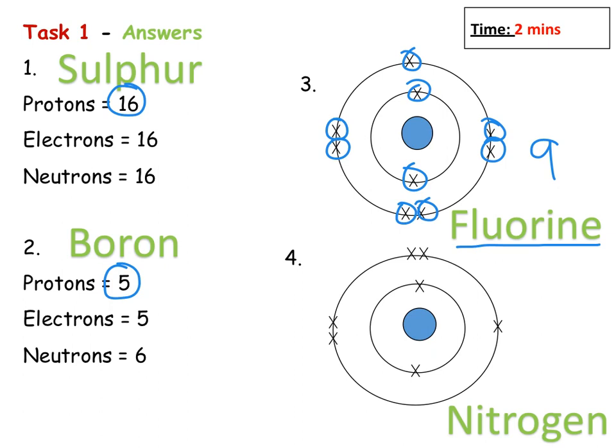And then number 4 just here, 1, 2 electrons in the first shell, 1, 2, 3, 4, 5. So I'm just doing it a different way. 2 and 5 equals 7. Check the periodic table. The 7th element, proton number 7, is nitrogen, as it says just there. Hopefully you got all those right. If not, then you've learnt something by going through the answers.